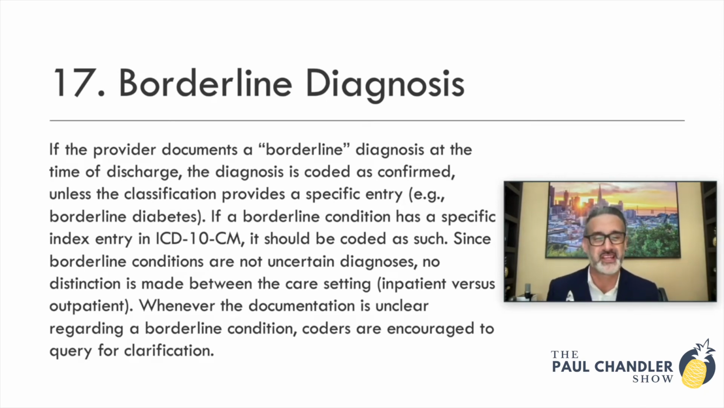But simply put, to recap the borderline because it is a unique type: when a diagnosis is documented as being borderline when the patient's discharged, if they have the drop-down option for borderline, for example, diabetes has a drop-down for borderline, we would choose that option. But if it's uncertain, because borderline conditions are technically uncertain diagnoses, then it doesn't matter whether we're coding inpatient or outpatient, we still use the same guidelines there.